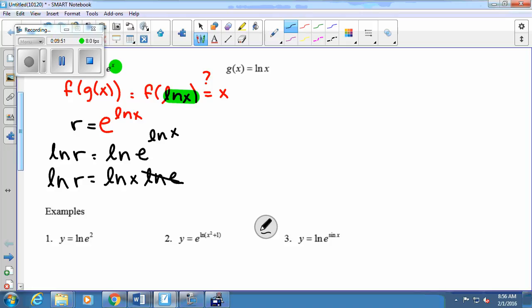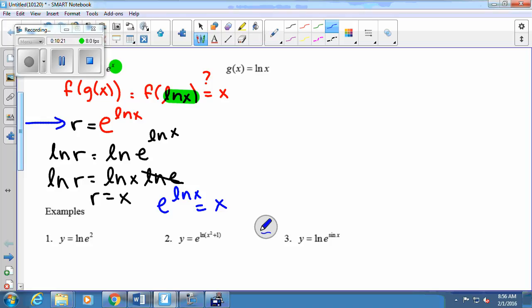So what does that tell you? If these two logs are equal, what does that say? So if these two are equal, what two letters do I know are the same then? R equals X. Good. Well, what was R again? And who did I define it to be? So e to the natural log of x is equal to x. We just did a proof.